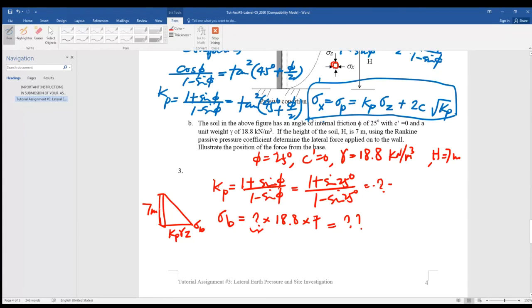Once you got the sigma B, can you find the force here? So F equals to what? Times the area of the triangle, right? Times 7 over 2, okay? And the bar H is equal to 7 over 3. So that's the location of the resultant force. Okay. So that is the solution for question 2.